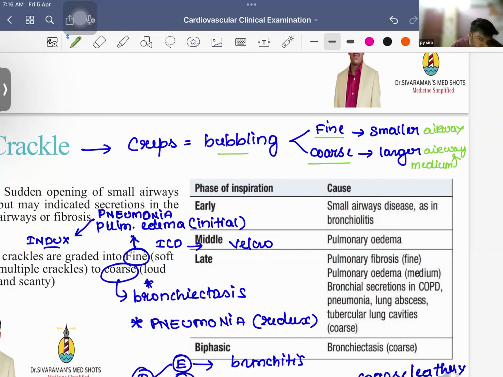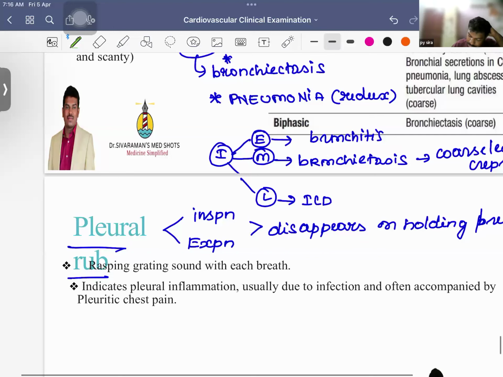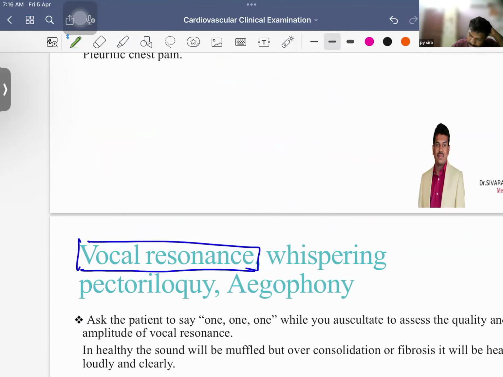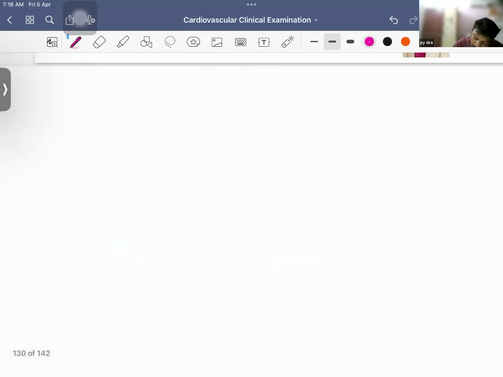Crepitations, how can we divide them? We can divide them into fine crepitations and coarse crepitations. So how are you going to divide? I will just put a table here. You can divide the crepitations into two types. The fine crepitation is where the pathology is in smaller airways, and you get coarse crepitation in larger airways.